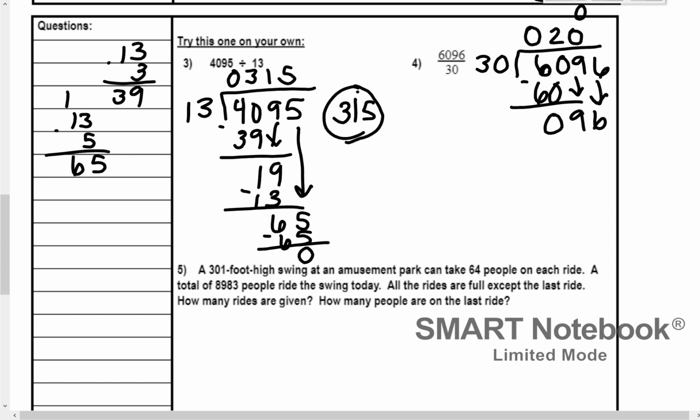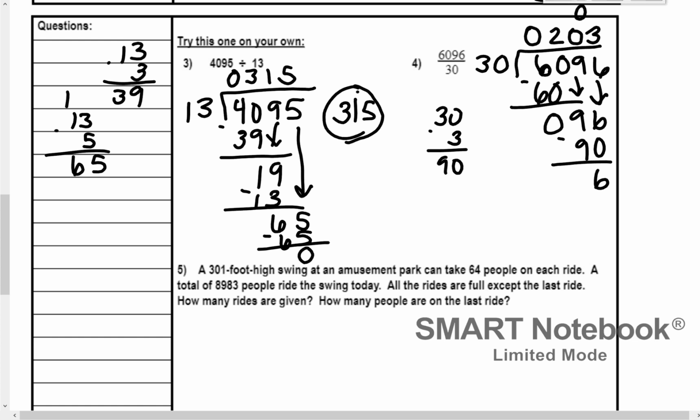Then we ask ourselves, how many times can 30 go into 96? Well, I know 30 twice is 60. 30 three times is 90. So 30 times 3 is 90. That's as close as we're going to get to 96. So we are going to subtract 90. We have 6 left over, and we're out of numbers to bring down. Oops, I forgot to write my 3 up here. I always forget to do that. All right, so now I have 203 is my answer, with 6 remaining out of the 30 that we needed.